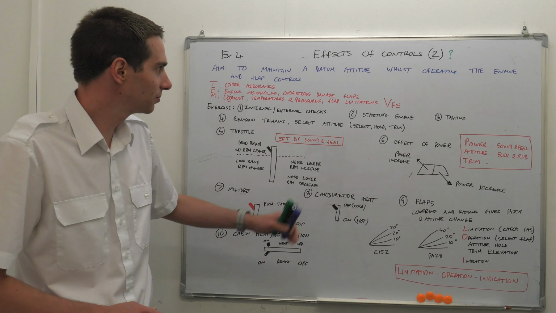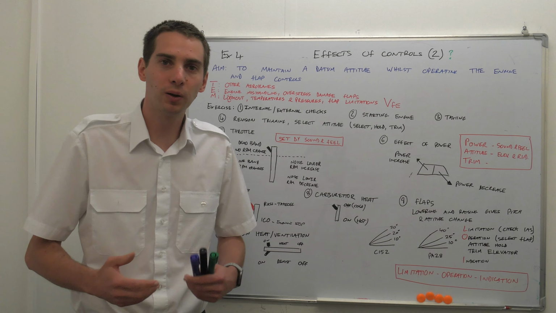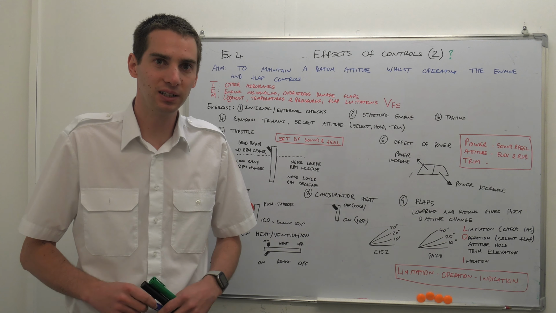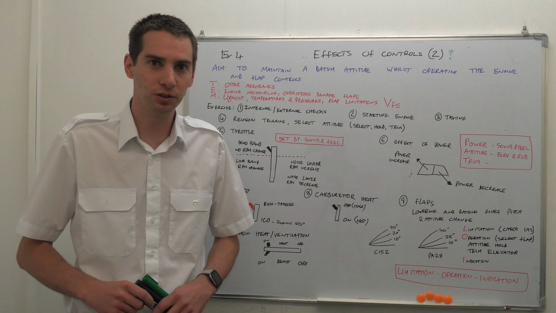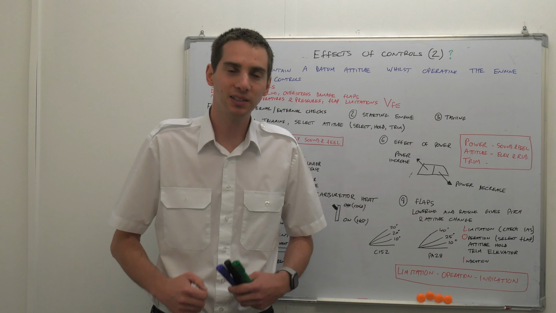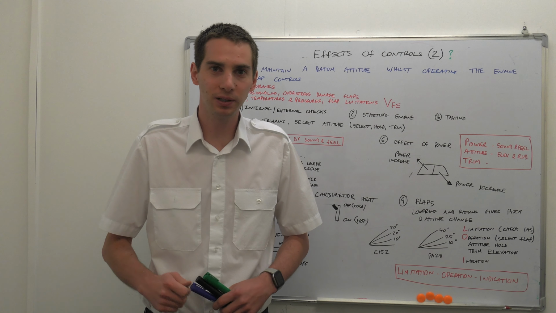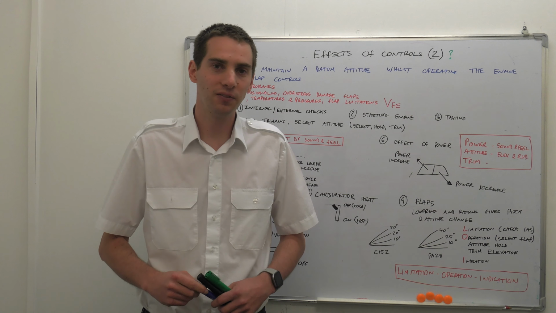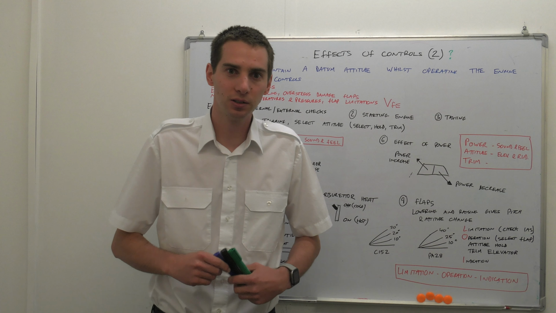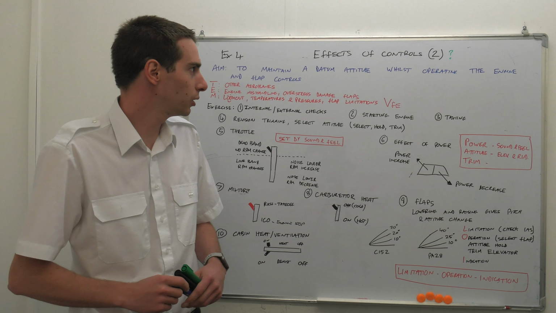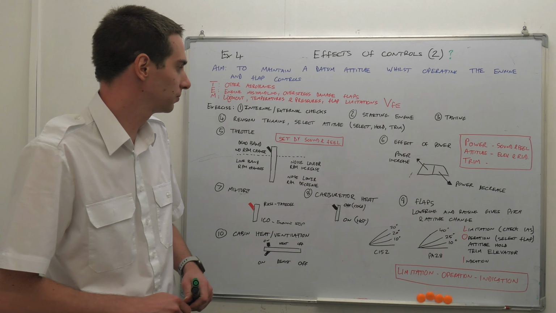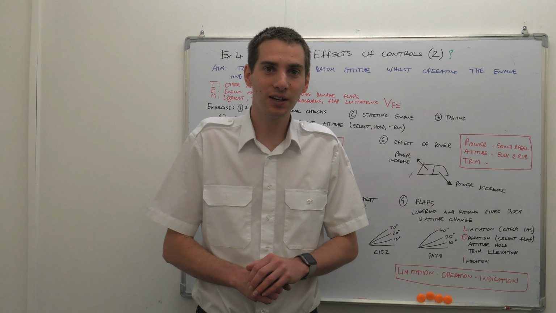Now with all of these, we must make sure that when we operate the controls, we are looking outside at our attitude. A common error we see is that people are looking inside the cockpit, moving the control lever, and then find the nose of the aircraft goes in different directions. So we always try and look outside while we operate the engine and flap controls. So that ends the Effects of Controls 2 briefing.